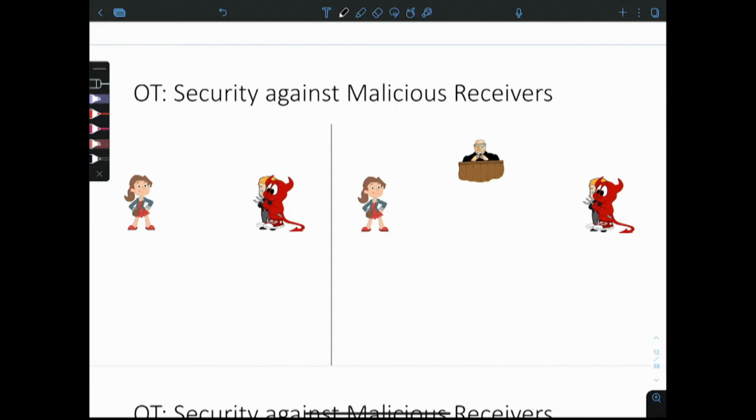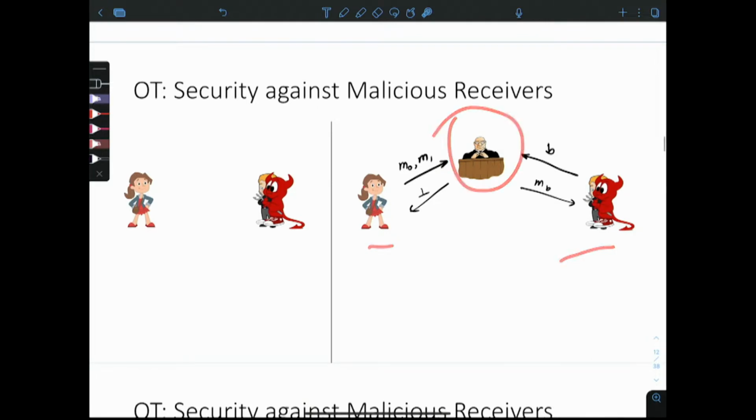Recall that we said that in an ideal interaction, Alice would want to send both her messages M0, M1 to a trusted party. Bob would send his bit b. This trusted party would return M_b to Bob and return bottom to Alice. And the goal of MPC is to remove the need for this ideal party, so get the same security properties as you would get against each other if you had this ideal party present, but run a protocol that does not actually need any ideal parties in it.